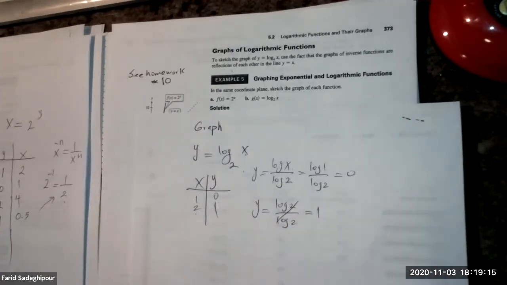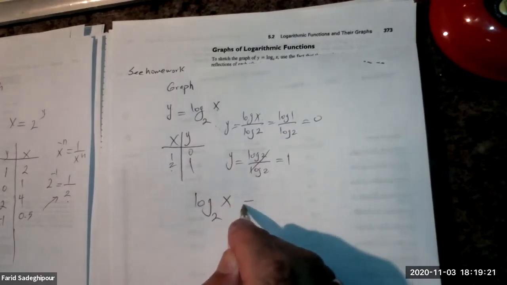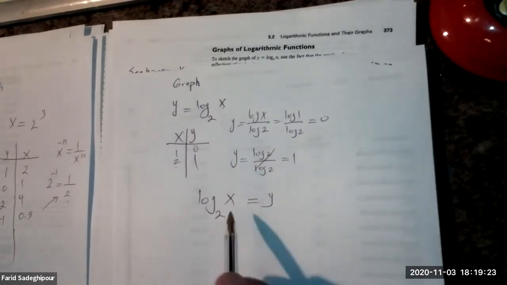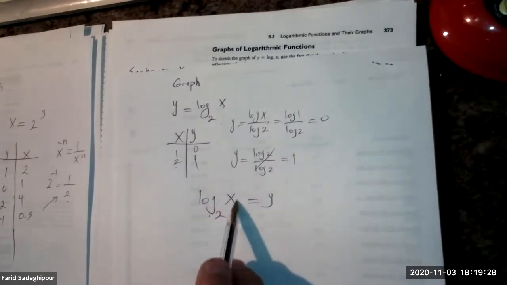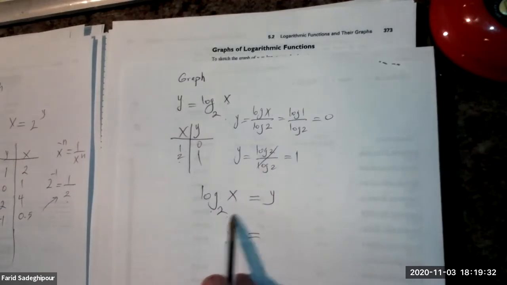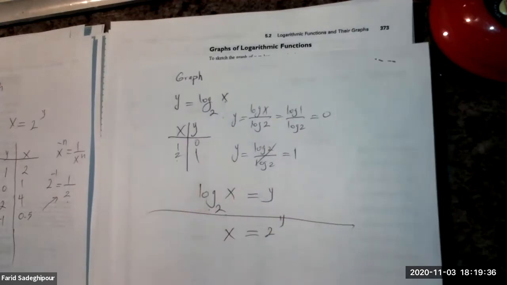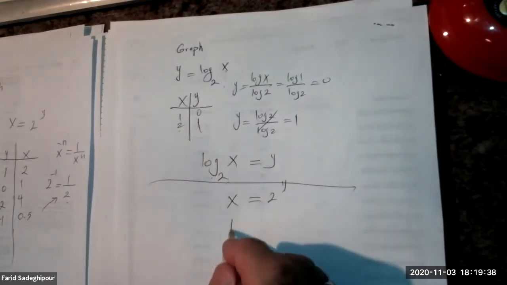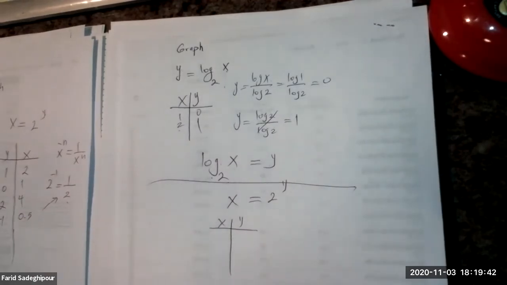Or what you could do is use the formula: if you want to get rid of log, what you have after the log, which is x, you write that, you take the base and raise it to the power of y. Now you could actually graph this function. It's easier to do. Here, you start with y first instead of x.